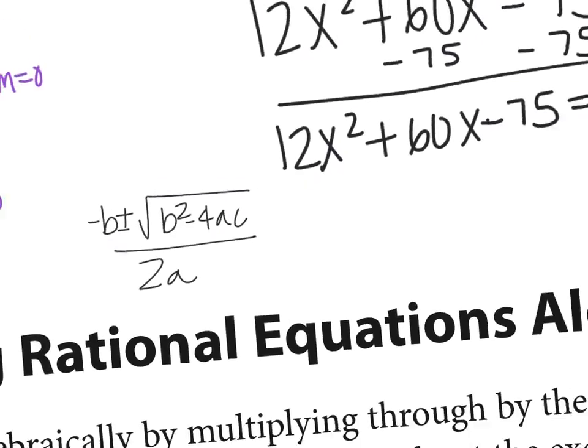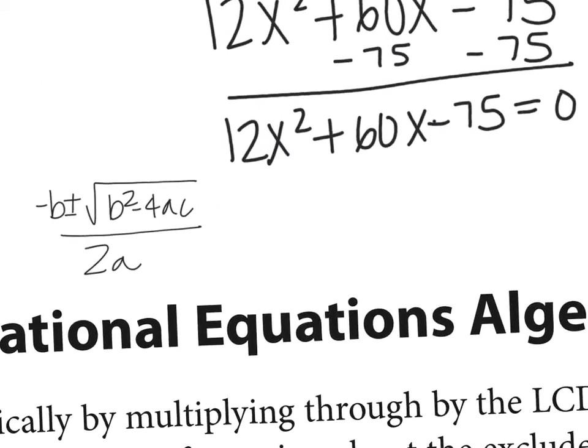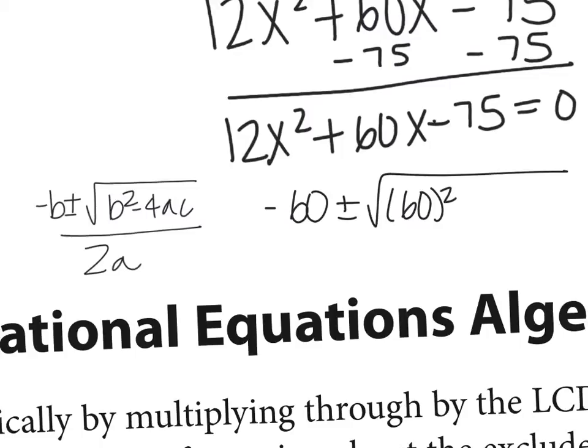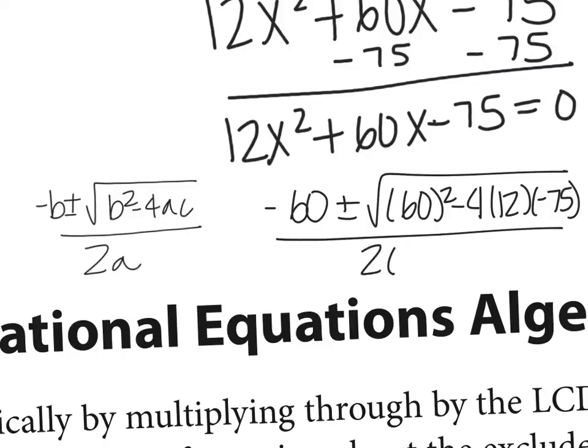So I'm just going to plug in what I already know. Well, negative b would be negative 60 plus or minus the square root of b squared, so 60 squared, minus 4 times a, which is 12, times c, which is negative 75, all over 2 times 12.